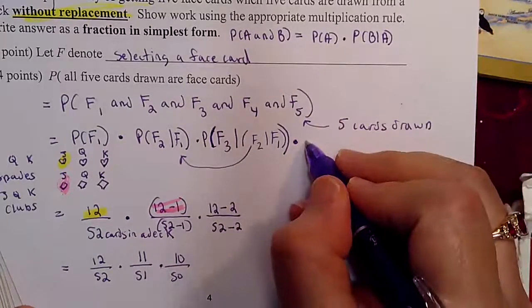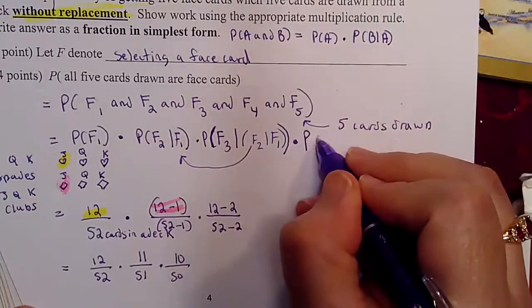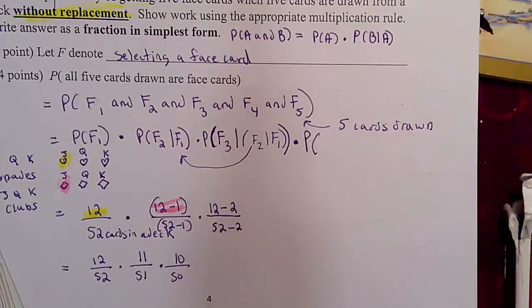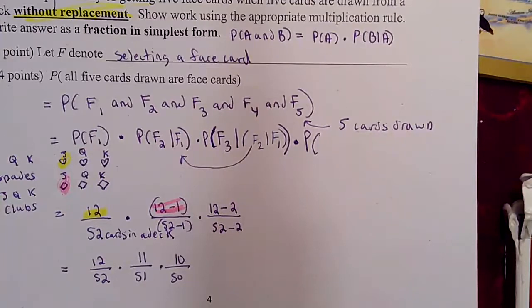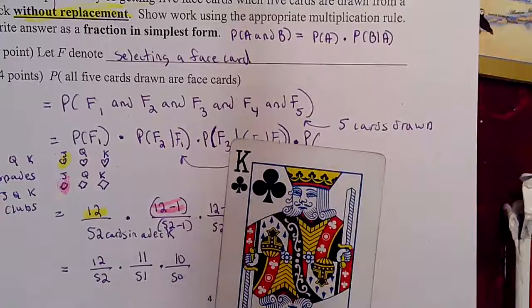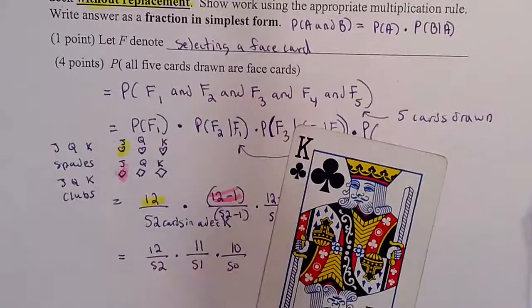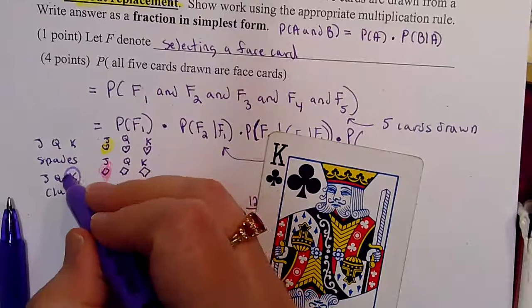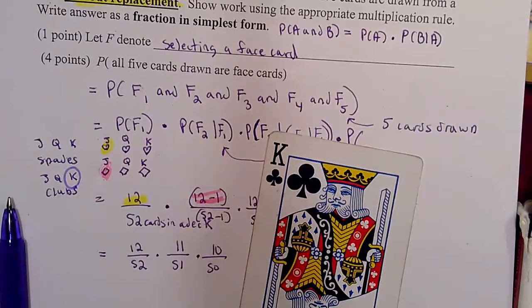Okay, so now we have probability of, let's see. Let's say you find another card. Let's say I picked another card out. Let me find one of your spades or something. Let's find the club. Let's say I pulled out the King of Clubs, this one. And I'm not going to put it back.